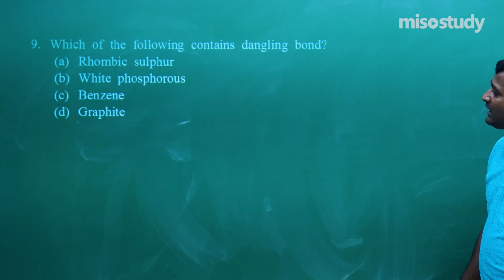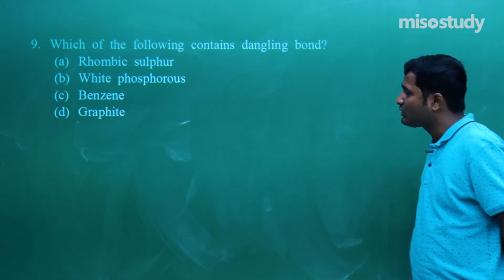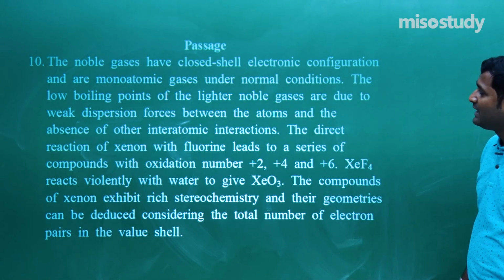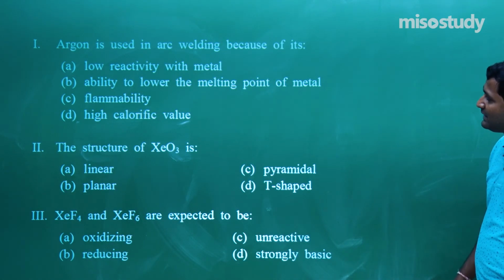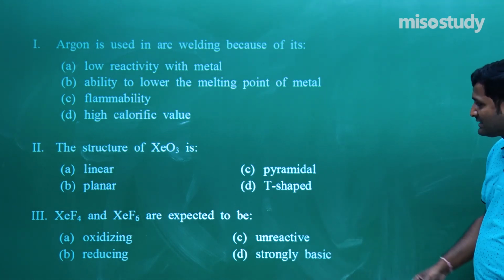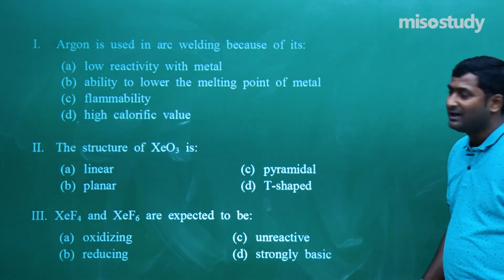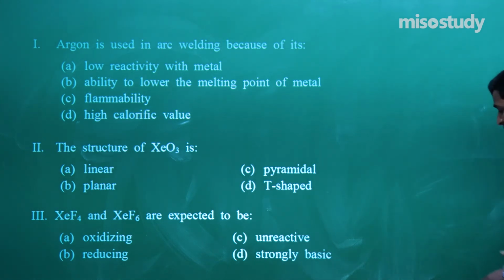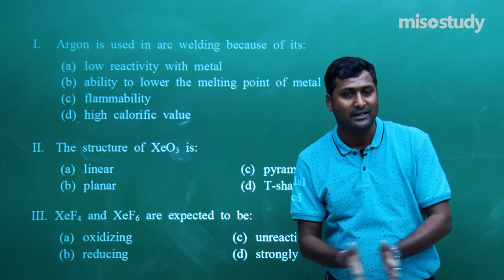Now for question number 9, which of the following contains a dangling bond? Graphite, due to the presence of free terminal valence electrons. Now which one? That is A for the pyramidal shape, and for this, oxidizing. I think now, friend, you can easily solve such questions. If you have any doubt, you can easily approach me.